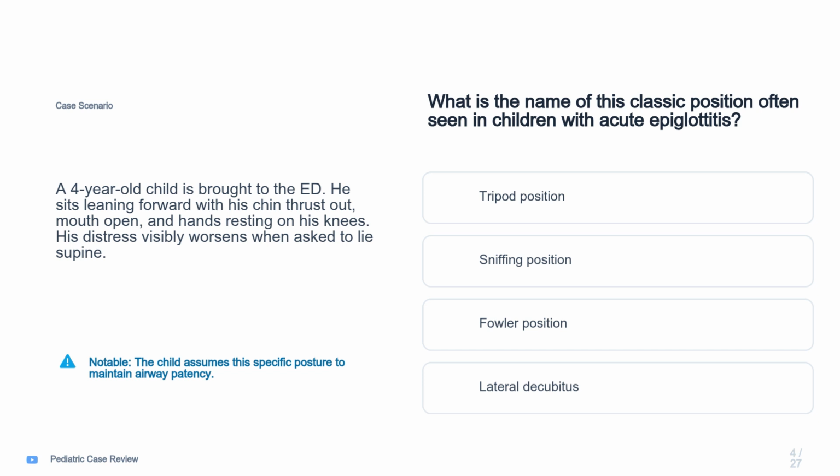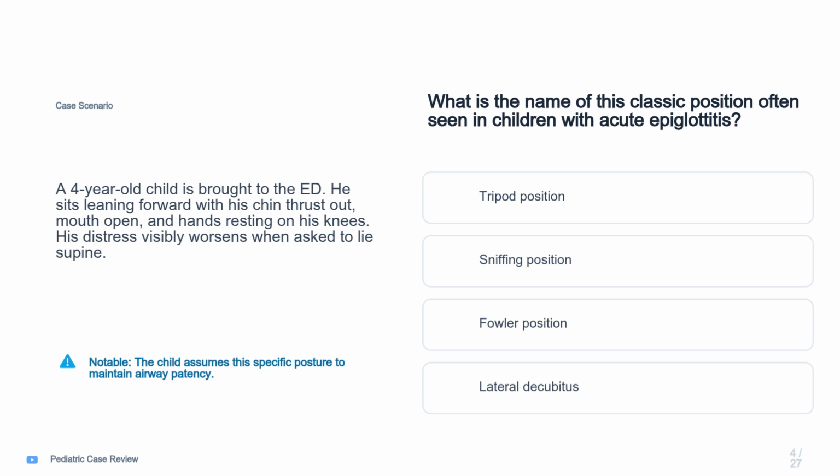A 4-year-old child is brought to the emergency department sitting upright, leaning forward with the chin thrust forward and mouth open. The child has hands placed on the knees for support. When staff attempt to lay the child down, respiratory distress worsens significantly. What is this classic position called?